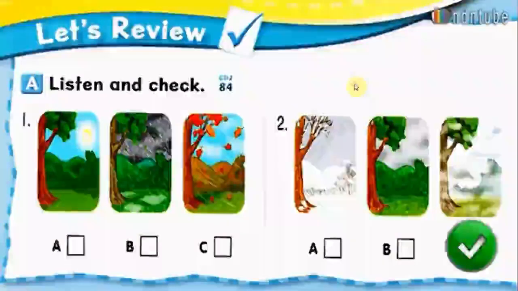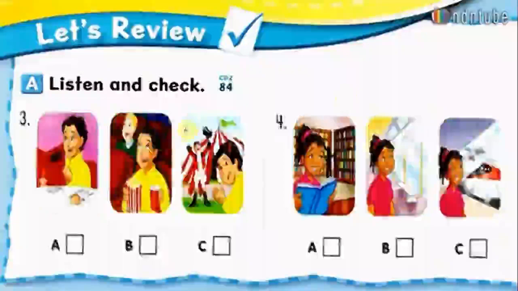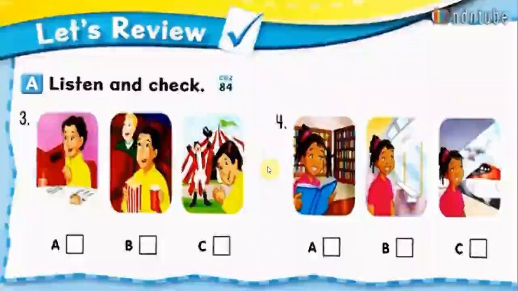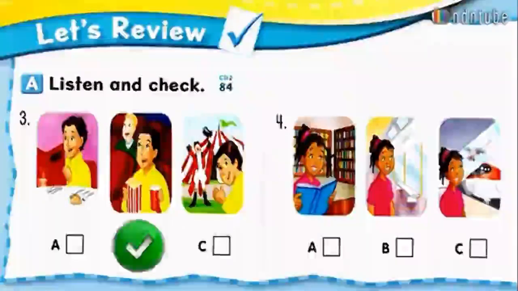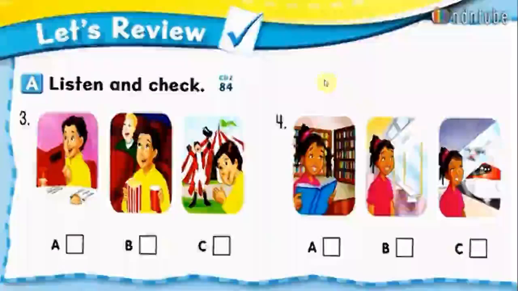Number three. Where was he at 11 o'clock? He was at a movie. Where was he at 11 o'clock? Where was he? We choose one of the pictures. Number 4.